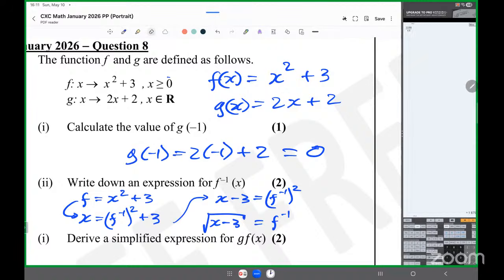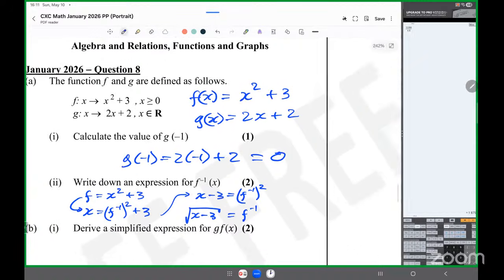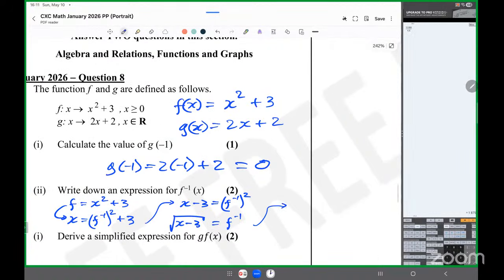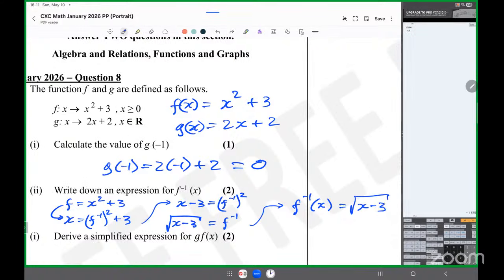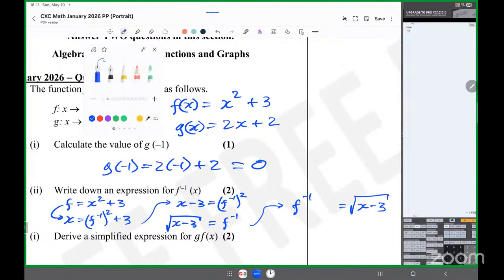So this means that f to the -1 of x is equal to the square root of x minus 3. That's what they're looking for, square root of x minus 3. Anybody got that? Anybody got this for the answer?